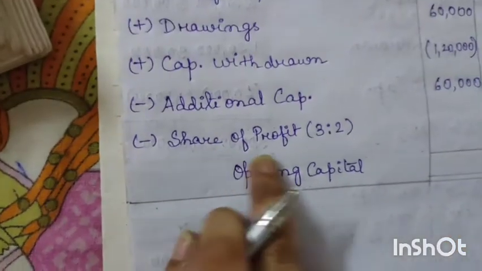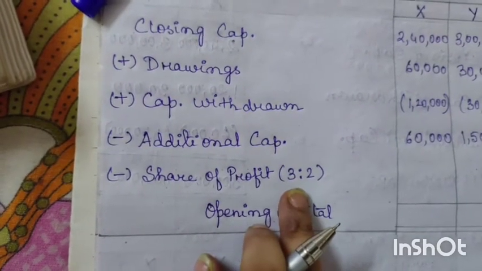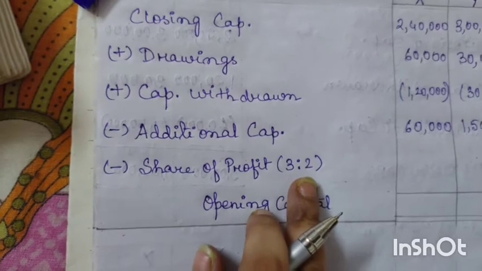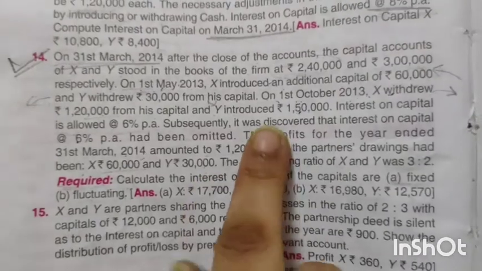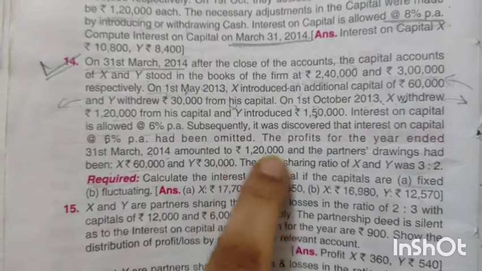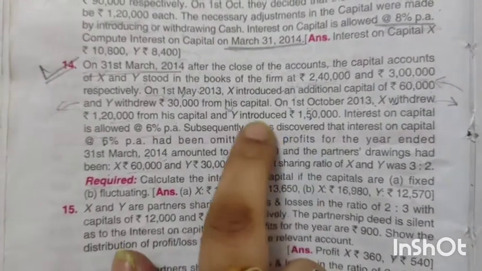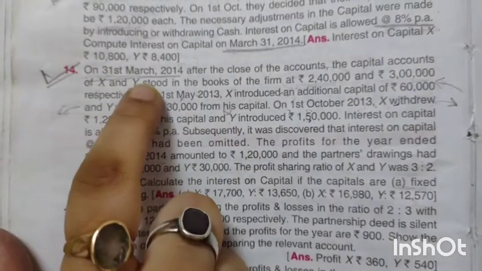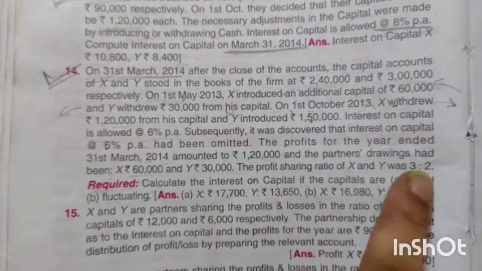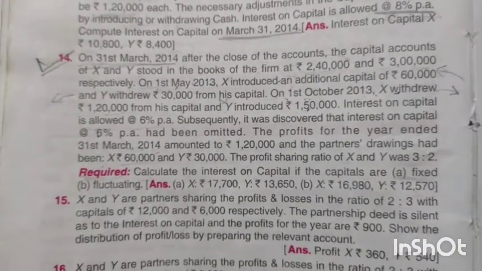Now next part is profit. In which ratio should we share? According to the question, we should share the profit as 3:2. Now how much is the total profit of the firm? Let's check once. The profit for the year ended 31st March 2014 amounted to 1,20,000. This is the profit of the entire firm, and this needs to be shared among X and Y in their profit sharing ratio. The profit sharing ratio is 3:2. So we will do a calculation here. See the working note.